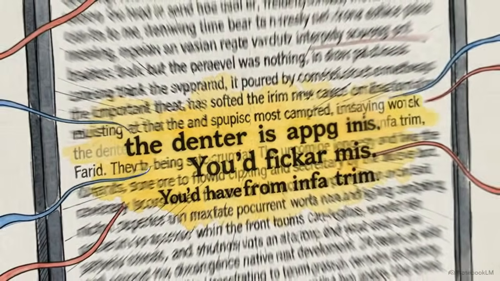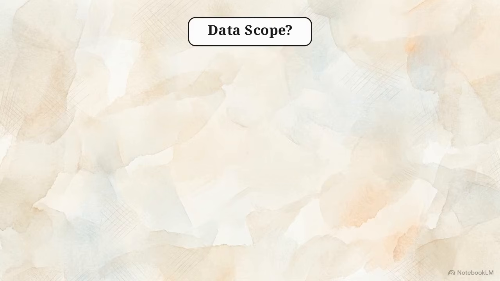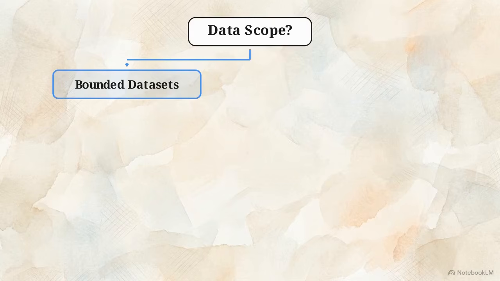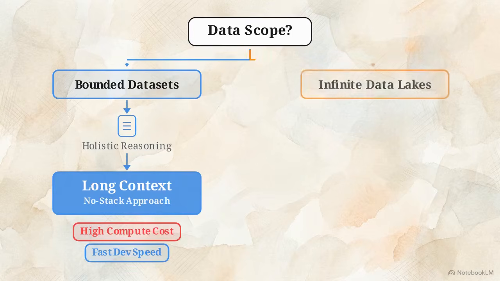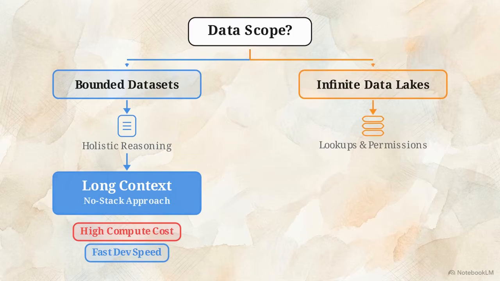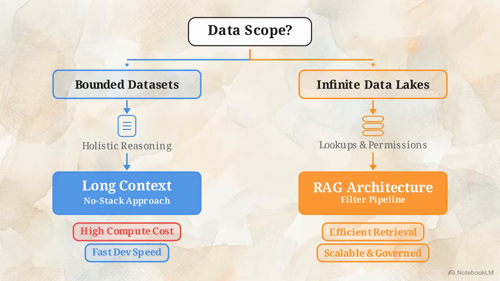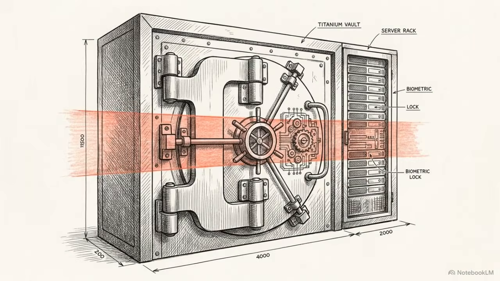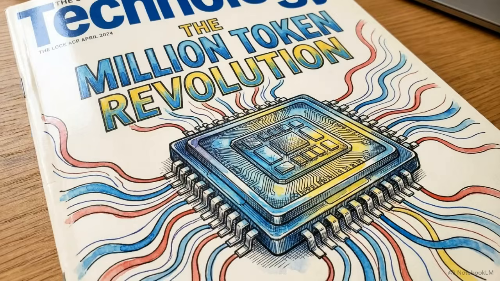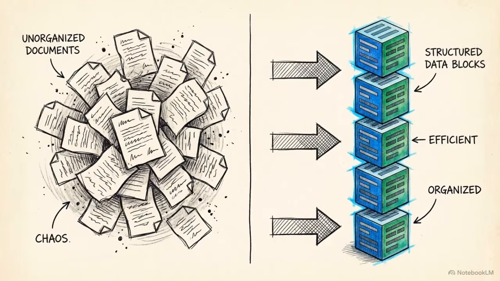The architectural choice starts with the scale of your dataset. For bounded datasets requiring holistic reasoning across entire documents, long context wins, trading compute costs for rapid developer speed. But for infinite, changing data lakes requiring specific lookups and permissions, RAG is mandatory. A massive token window can hold millions of words, but it can never serve as a replacement for a secure, permission-based enterprise data warehouse. Look past the hype of million token models. Assess your data's constraints and build the memory architecture that specifically filters your noise.